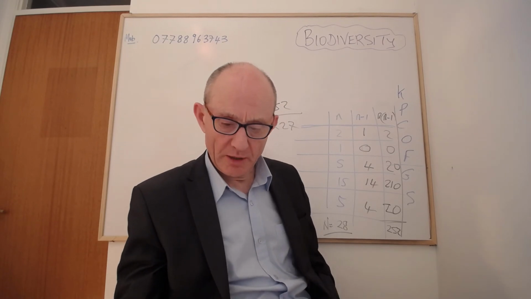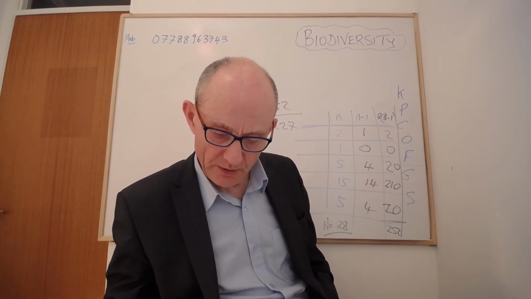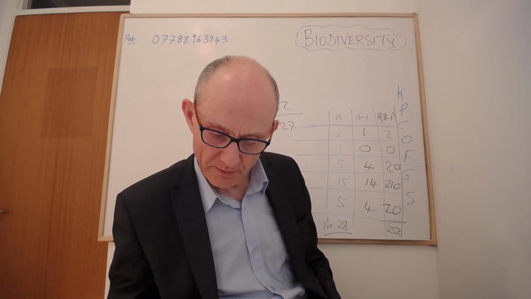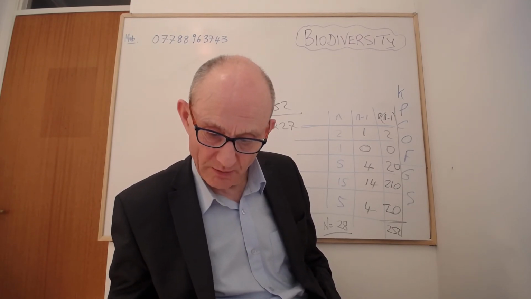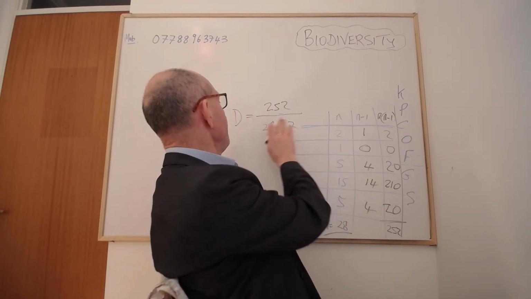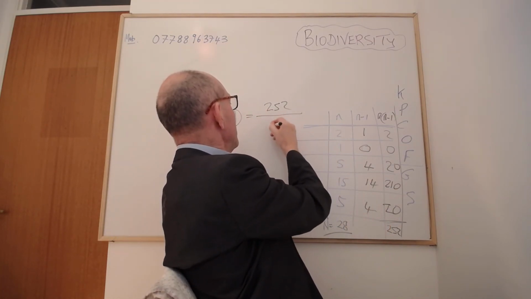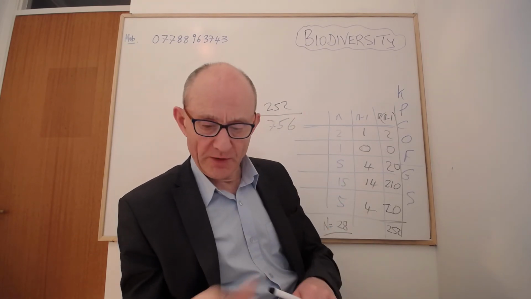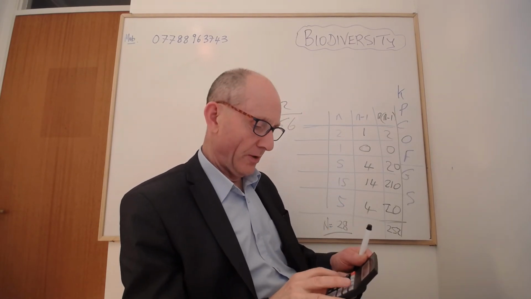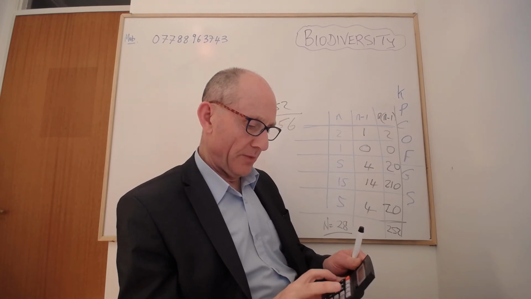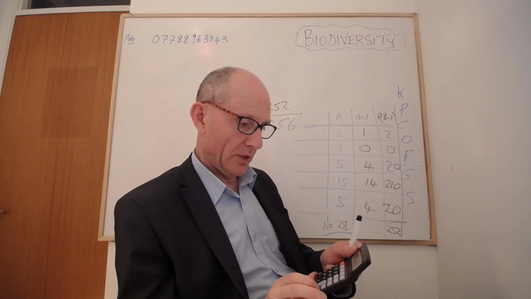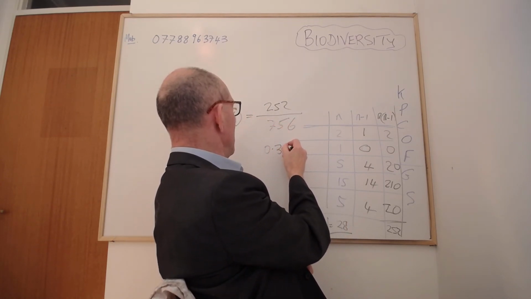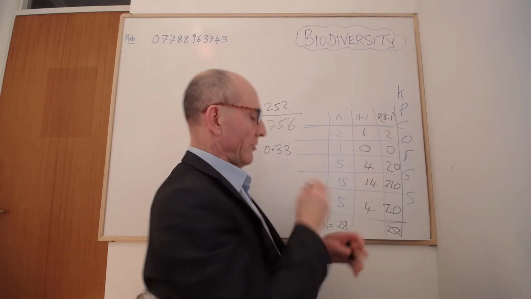So we're doing that calculation. 28 by 27 equals 756. So your answer is 252 over 756. 252 divided by 756 comes out at 0.33. So that's your Simpson's index value.